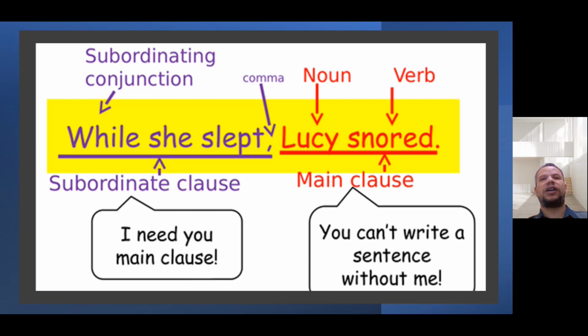I need you, main clause. You can't write a sentence without me. So it's a main clause here, for example, "I need help." The first one is a subordinate clause, and the second one is a main clause, no need for others. So that's why we call it a subordinating conjunction.